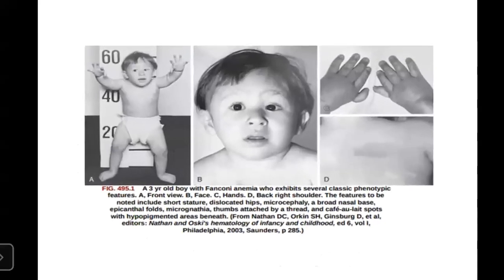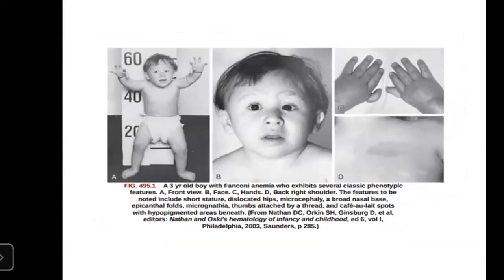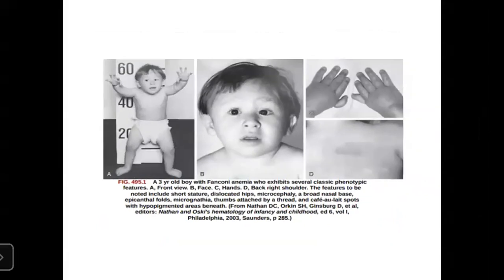So this is the picture showing Fanconi anemia. It is a 3-year-old boy with Fanconi anemia who exhibits several classic phenotypes. In picture A, you can see the microcephaly, micrognathia and epicanthal folds. In picture C, you can see supernumerary fingers and thumbs attached by a thread. In picture D, you can see café au lait spots, or hypopigmented patches as well, right? This child also has short stature. So this is a feature of Fanconi anemia.